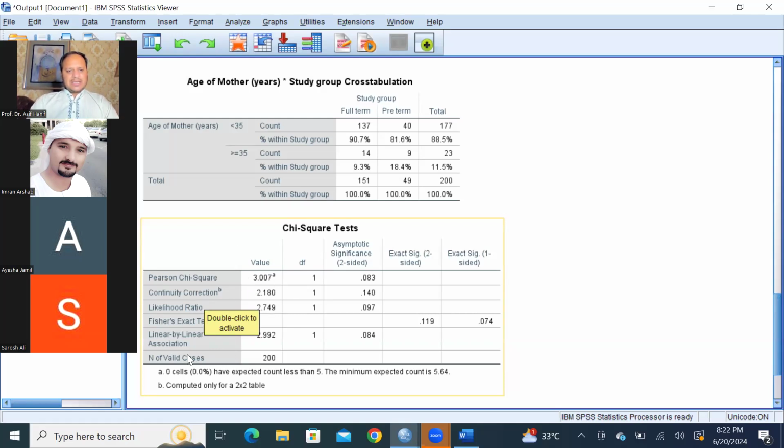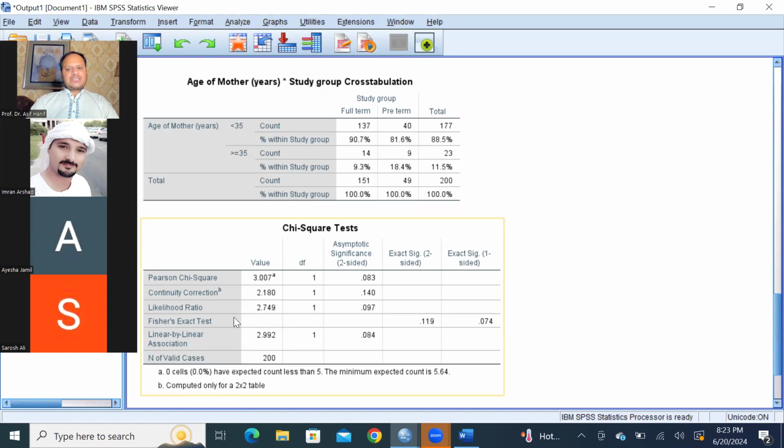But you can see if this is not 0, if there are 25%, 50%, 75%, or 100%, because there are 4 cells. If one cell has less than 5, it will be 25%. If 2 cells have less than 5, it is 50%. If 3, 75%. If 4, it is 100%. You just need to read this line. If it is 0, you will apply the chi-square test. If it is not 0, you will apply the Fisher exact test.